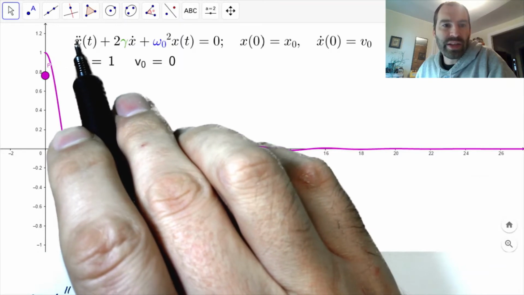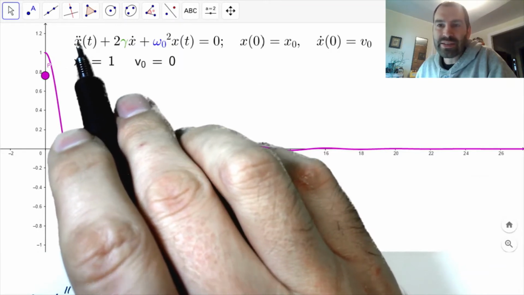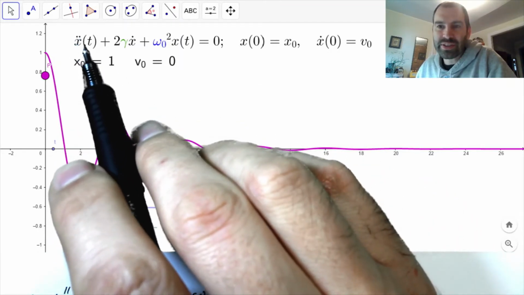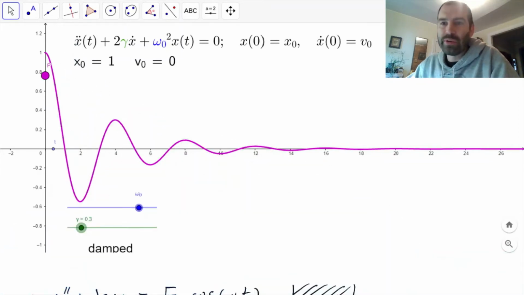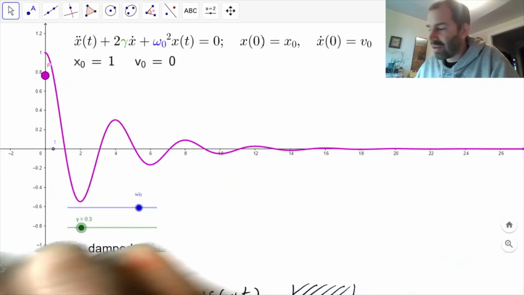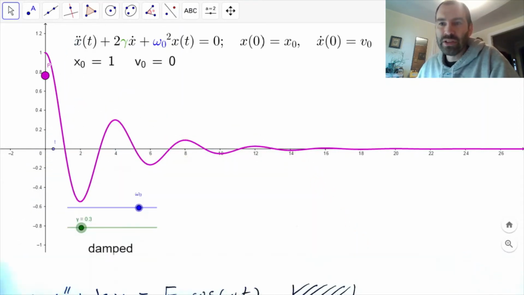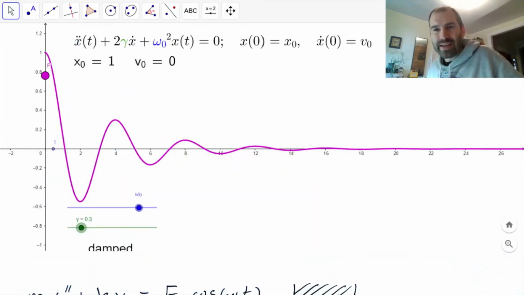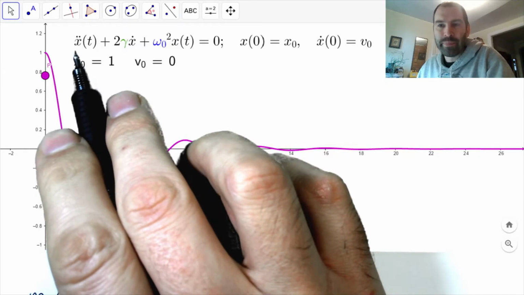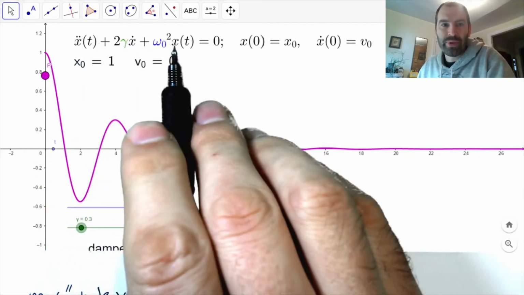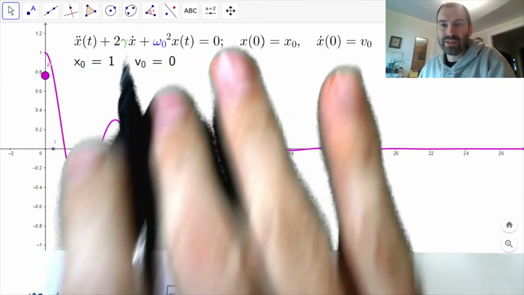And also, instead of primes, they have dots. This is a convention in physics where, a lot of times when they take derivatives with respect to time, they use dots instead of primes, just to emphasize the idea that, hey, this is with respect to time, not some other variable. Okay, but this is the same as just y double prime. This is the same as just y prime, and this is the same as just y. Okay, so x is y here.